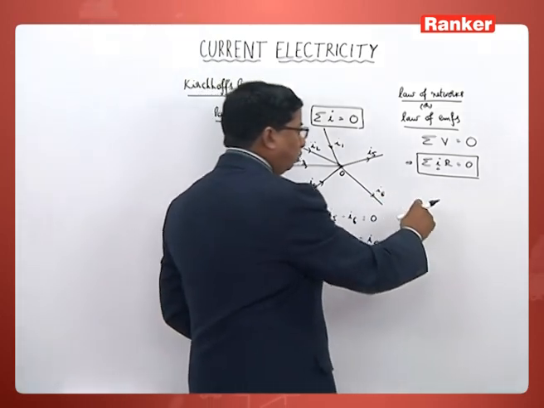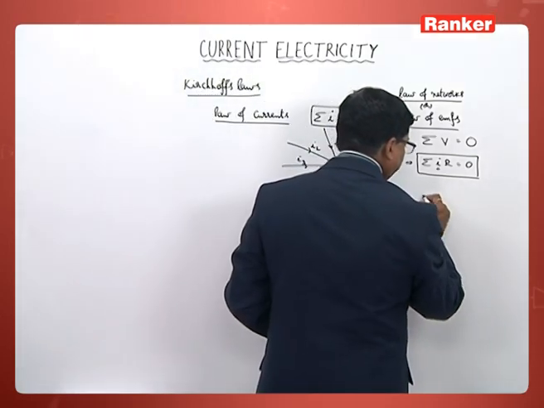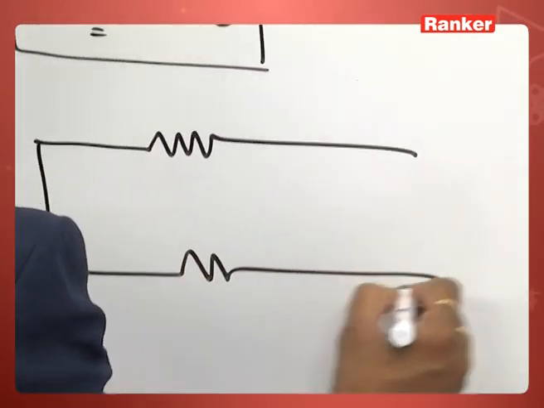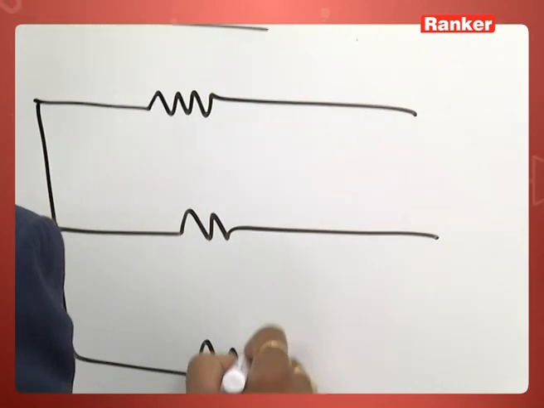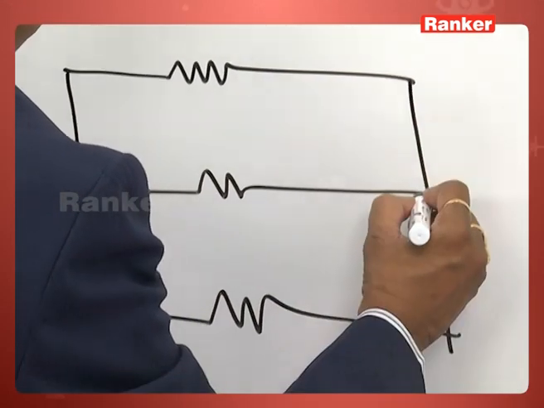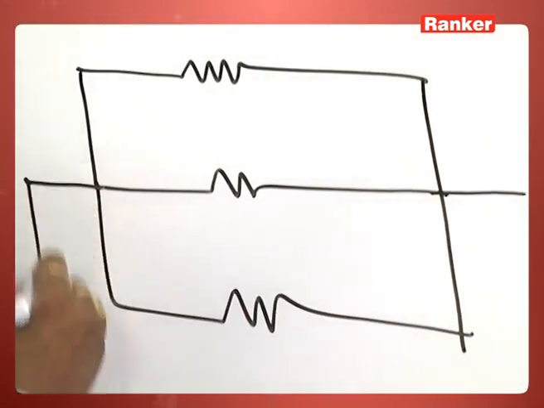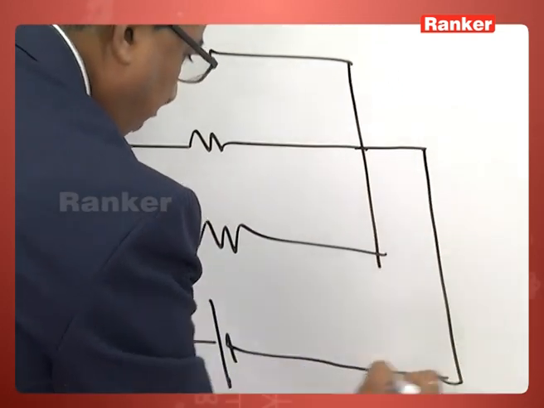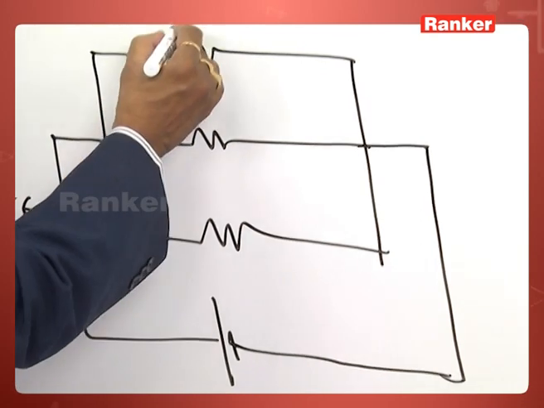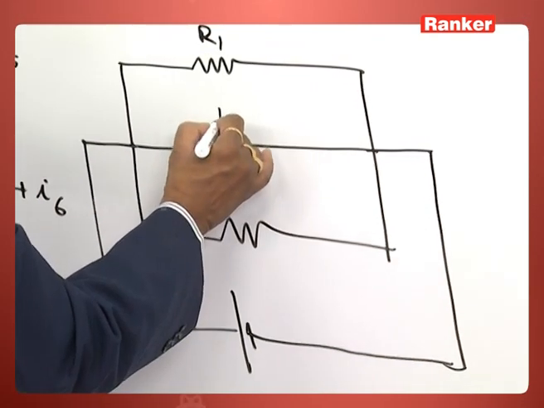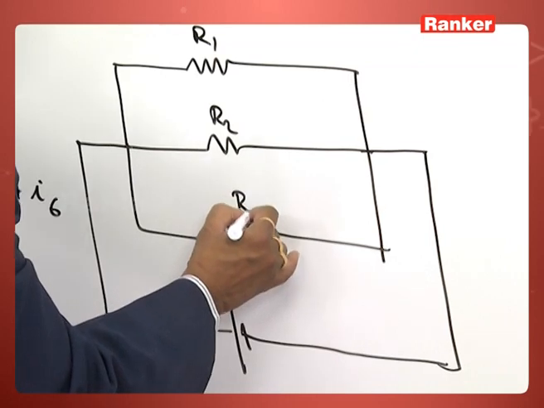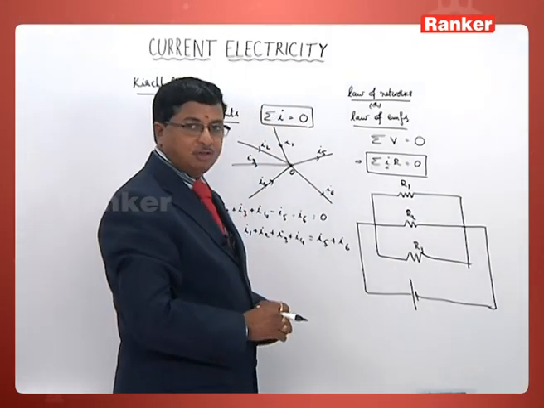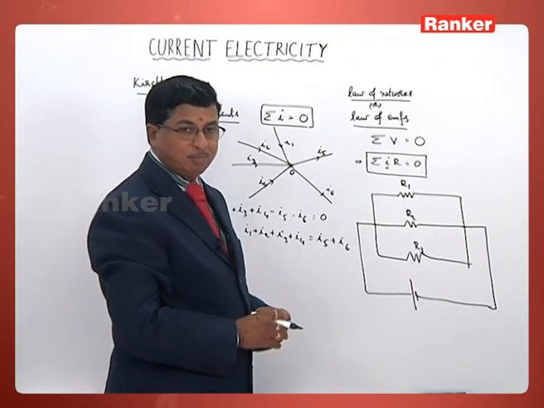If I give you a small circuit like this, let us consider here three resistances connected in parallel across a cell like this. This is a small circuit which all of you can understand easily. R1, R2 and R3 are three resistances which are connected in parallel.